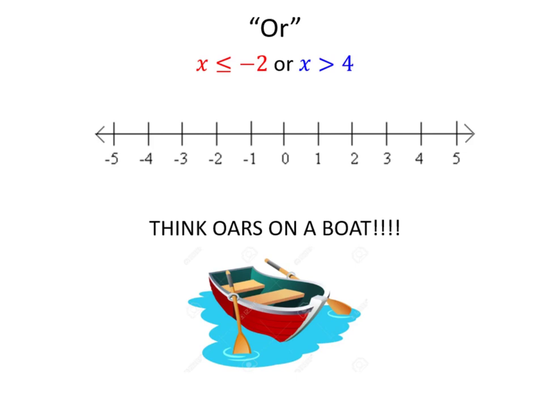When we are graphing an "or" inequality, we're going to graph the two inequalities separately. So first we're going to say x is less than or equal to -2. So I'm going to put a closed circle at -2 and draw my arrow to the left. Or x is greater than 4. So I'm going to put my open circle at 4 and draw my arrow to the right. A way to help you remember this is to think of an "or" inequality as being oars on a boat, because they go in opposite directions.